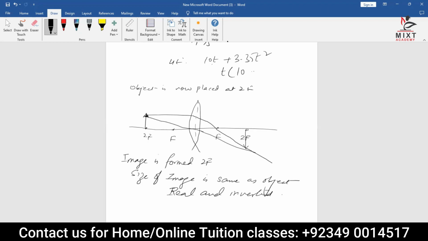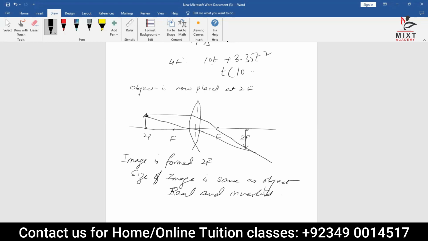So basically what you are doing is bringing the object closer to the lens and seeing what type of image you are forming. Previously, the object was at the back, the image was smaller, and it was between f and 2f. Then you bring the object to 2f, and the image forms at 2f.